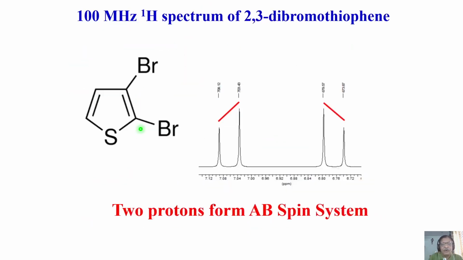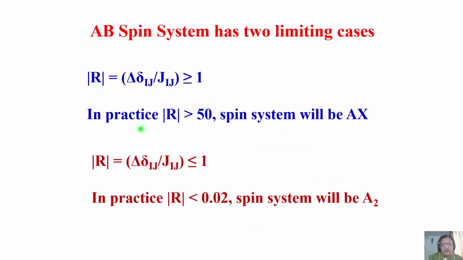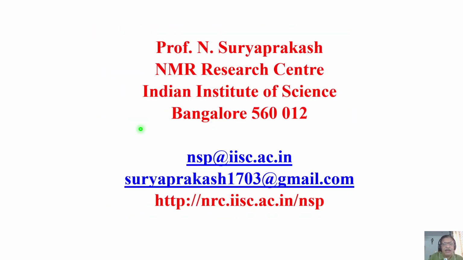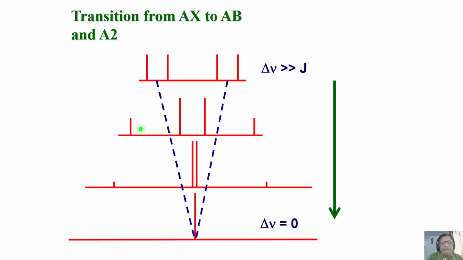I also told you about the roof effect, and I told you about the limiting case when the chemical shifts become the same. AX will become AB, which will become A2. When the chemical shifts overlap, it becomes an A2 spin system, and the coupling is not reflected in the spectrum. Now, how do we see the transition from AX to AB?